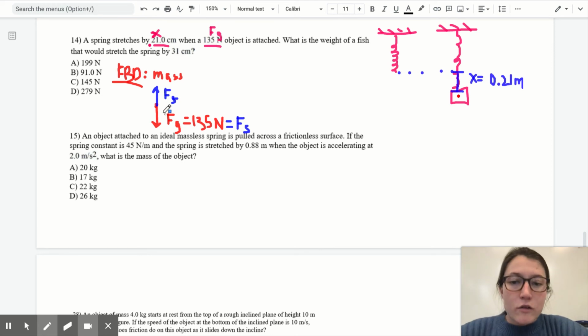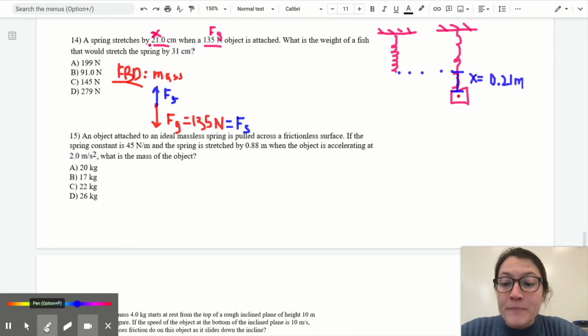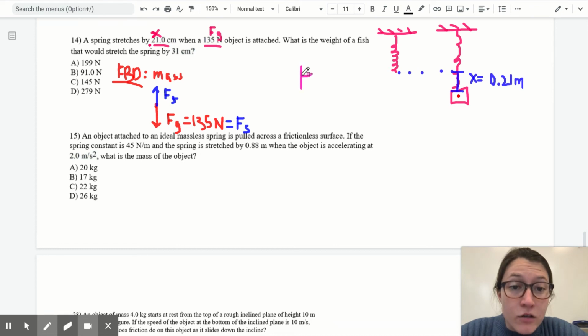The reason this works, this relationship, weight is the spring force, is that it's a vertical spring mass system, because that weight is what causes the spring to stretch. If we were talking about a horizontal spring mass system, which are the types of systems that we've been looking at in class, that is not true.